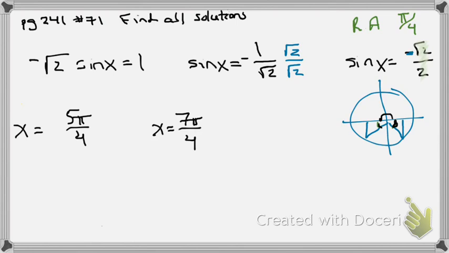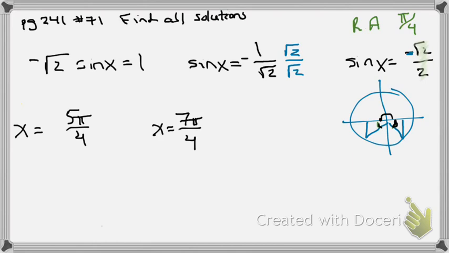But I want to go back. It said find all solutions. Have I found all solutions? No. Why, Joe? Because there's an infinite amount of solutions. Why is there an infinite amount of solutions? Because you can just keep going around the circle. Right, I could keep going around the circle.